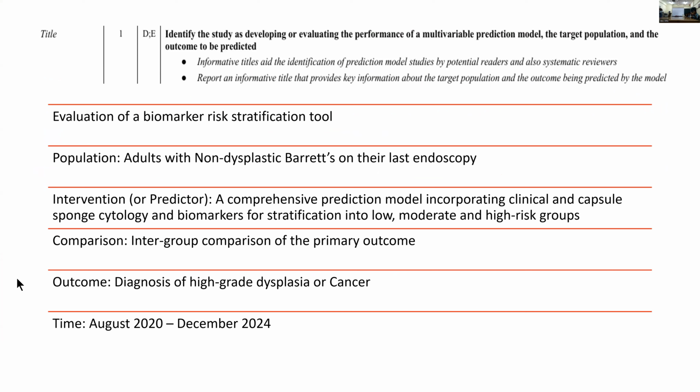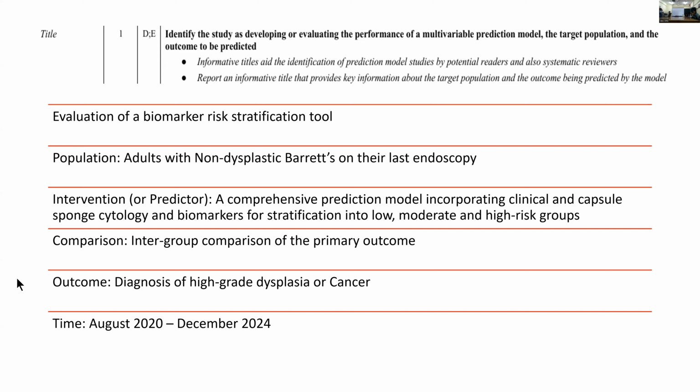The title should identify the study as either developing or evaluating the performance of a prediction model. It should identify the target population and the outcome to be predicted. So this title clearly specifies that it's a biomarker risk stratification tool. The population is adults with non-dysplastic Barrett's based on the last endoscopy test done.